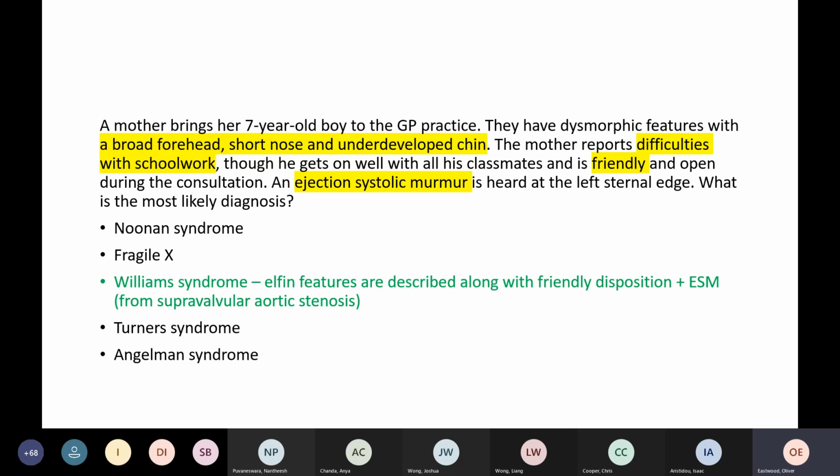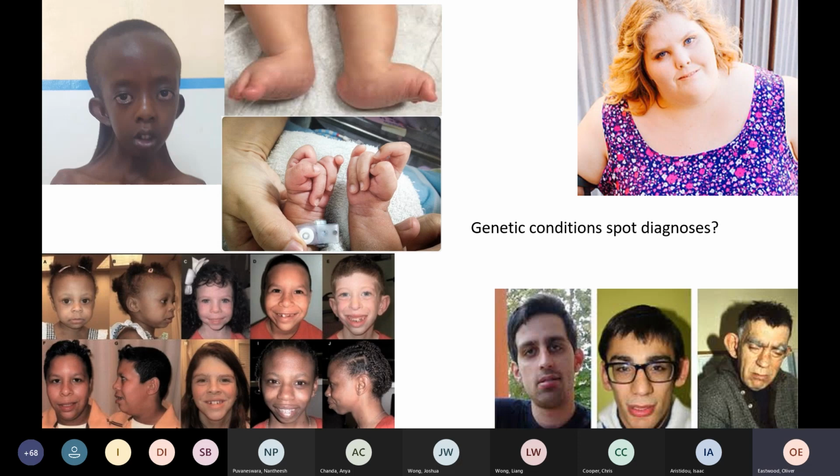So if we have a bit of other genetic conditions spot diagnoses, there's a few features that I've included. I'll give you just a second to have a look at all of these different things and see if, just from a single image, you think what's going on, and we'll go through them in a second.